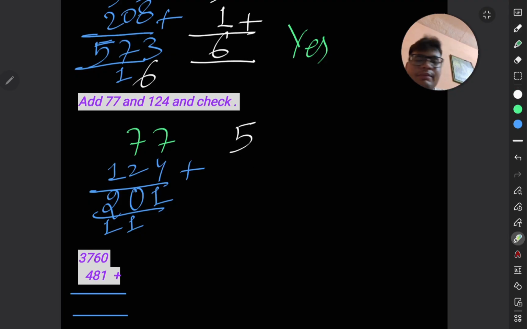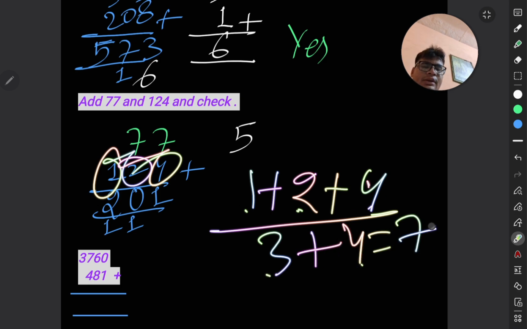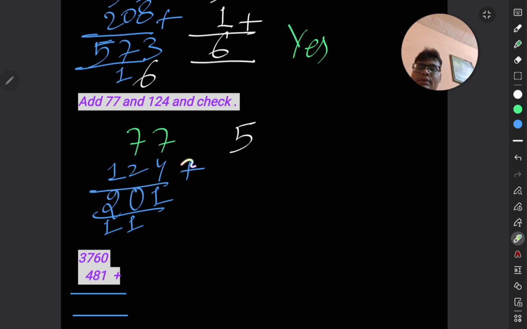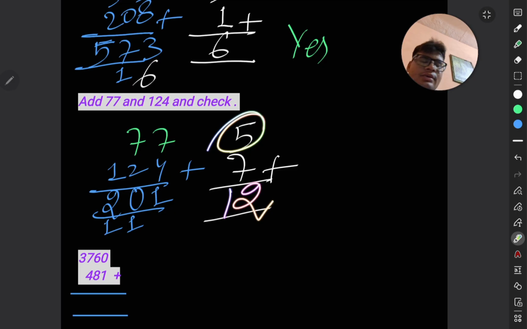Now we have to find the digit sum of 124. So here is 1 plus 2 plus 4. 1 plus 2 will be 3, plus 4 will be 7. So the digit sum of this number will be 7. We have to add these two digit sums. 5 plus 7 will be 12.